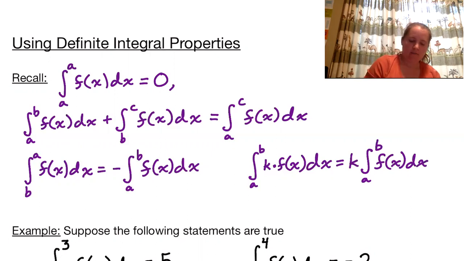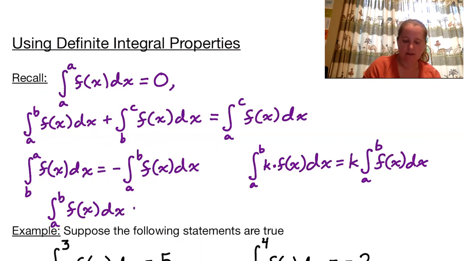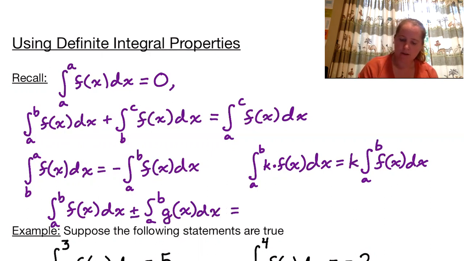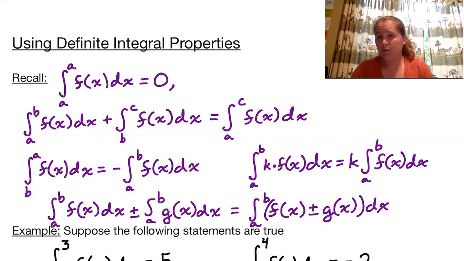And then finally, the integral from a to b of f of x dx plus the integral from a to b of g of x dx. I'm going to make this plus or minus instead, was just equal to the integral from a to b of f of x plus or minus g of x dx. So reading that in reverse, we can split definite integrals across addition and subtraction. We can pull out scalar multiples. And then we have these other manipulations as well.